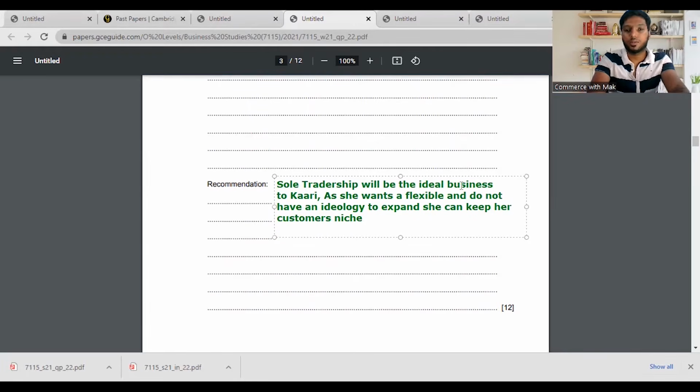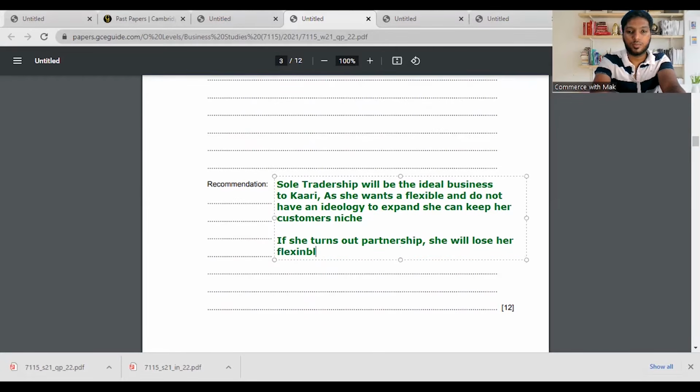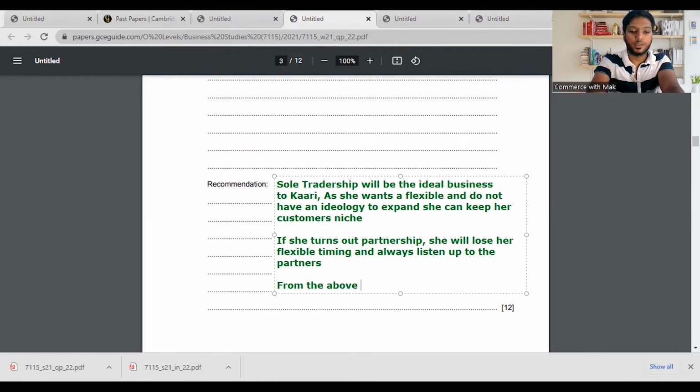Also, if she turns to partnership, she will lose her flexible timing and also always have to listen to the partners. From the above two organizations, it will be much better if Kari can choose type 1.